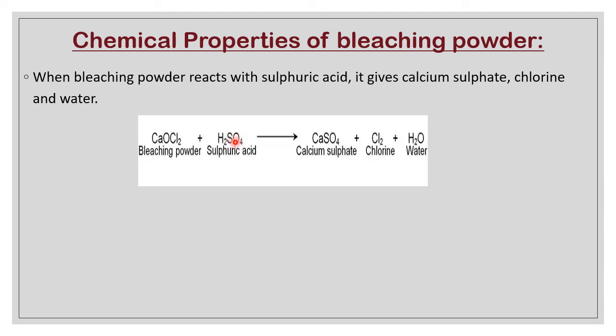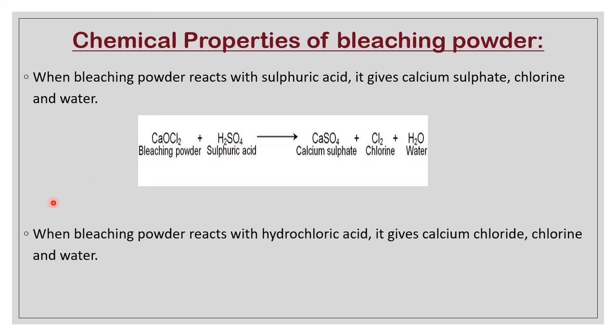Which sulfate? Calcium sulfate. So CaSO4 is formed first. Then what is left here? H2O and Cl2. So these three are the products of the action between bleaching powder and sulfuric acid.